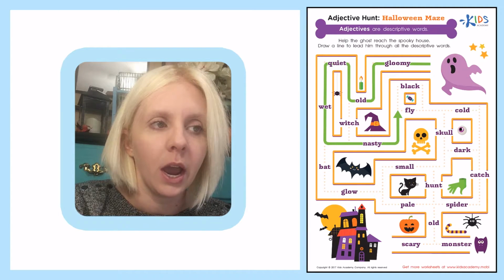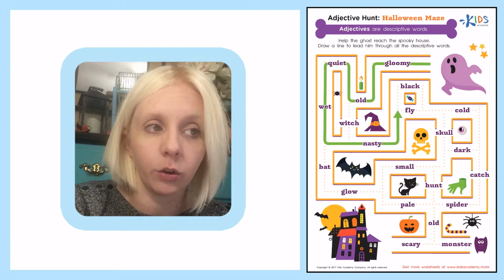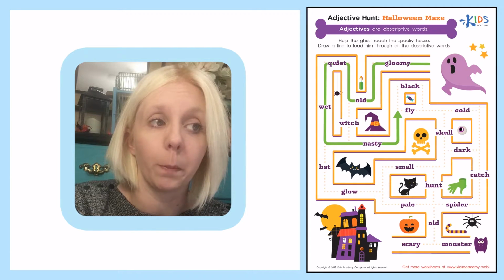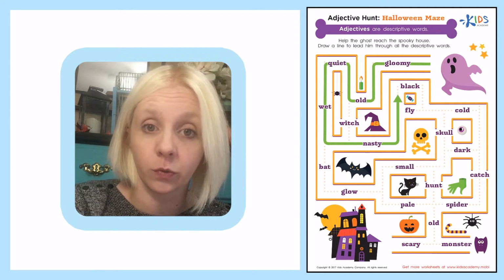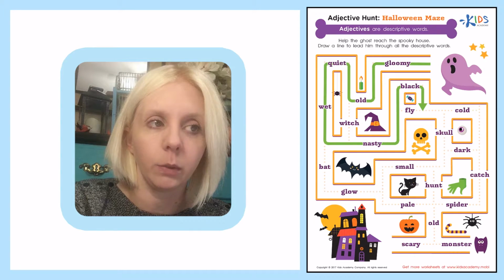Let's go around the corner here. And we can either go to fly or black. Let's think about that. A fly, like a little bug that's flying around, or black. Which one is a descriptive word? Black. Black is a color. A color describes the way something looks. The black witch's hat or the black boots.